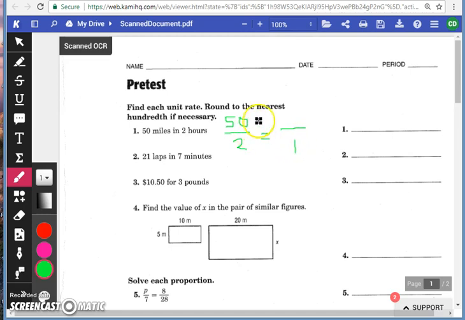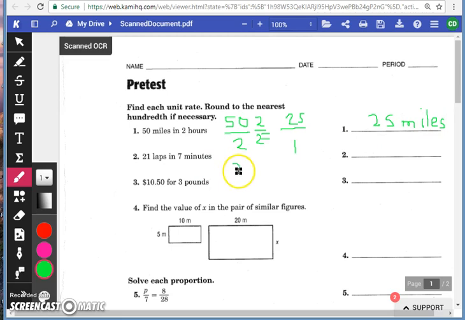So basically all you have to do is divide this fraction 50 over 2 by 2 over 2 and that'll equal 25 over 1. Once again, just think about equivalent fractions. If you divide 50 over 2 by 2 over 2, what you're going to get is 25 over 1. So basically 25 miles are driven in 1 hour. So you would write 25 miles over 1 hour, 25 miles per hour.